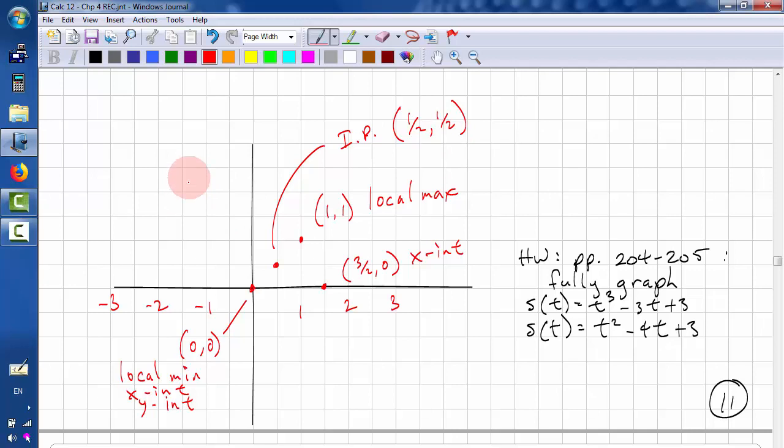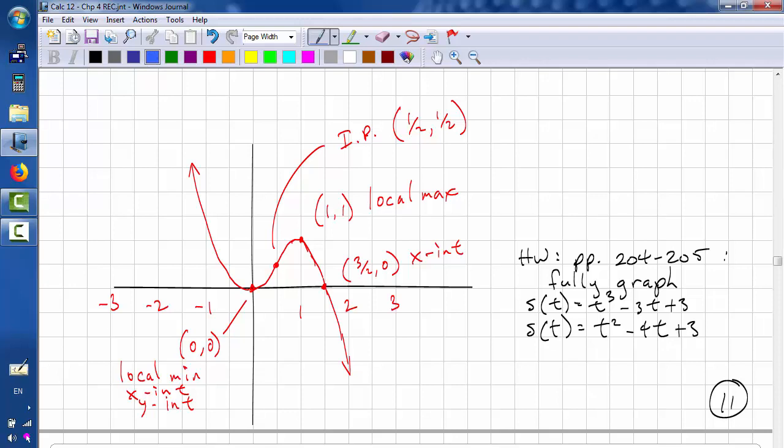And we can draw our curve now. Try to draw it as smoothly as possible. It is a polynomial, so it's going to be smooth. And because the domain is all reals, you should put arrows at the end of your curves.